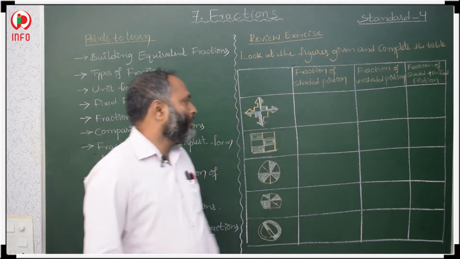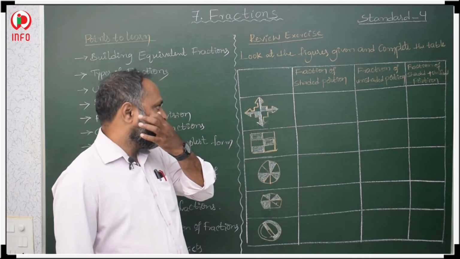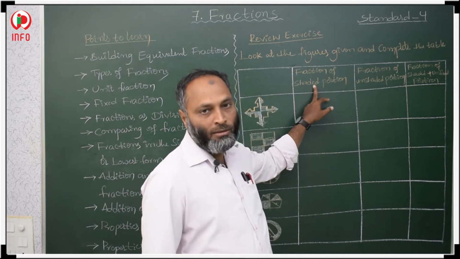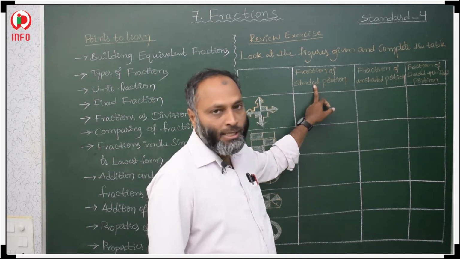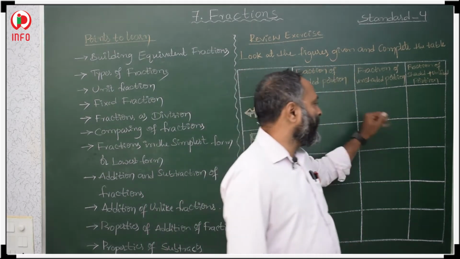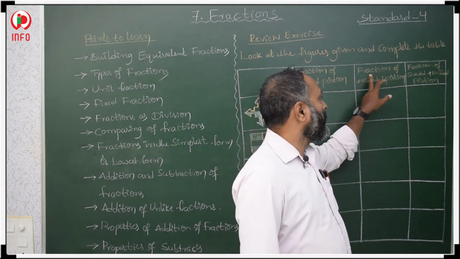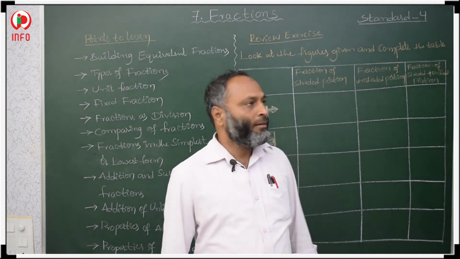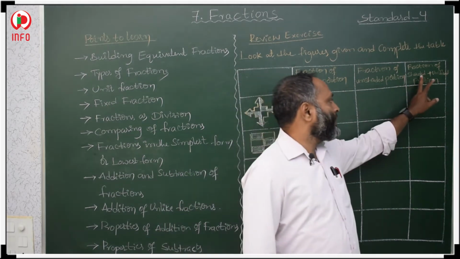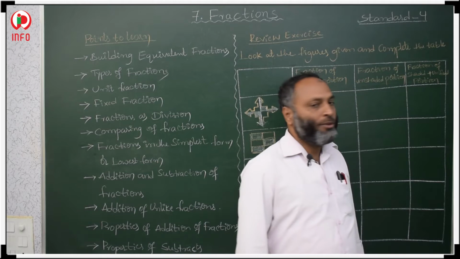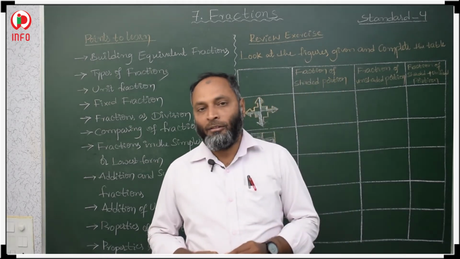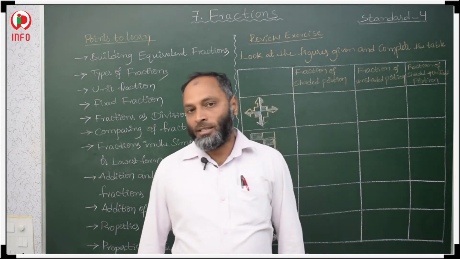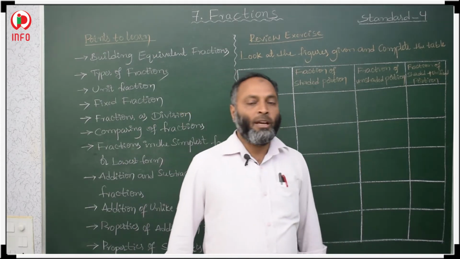See, how to do this? First, what is he asking here? Fraction of shaded portion. And in the second column, what is he asking? Fraction of unshaded portion. And here, fraction of shaded plus unshaded portion, meaning if you add the unshaded portion and shaded portion, what is your answer? That we have to find.